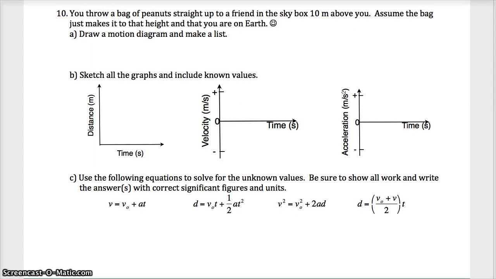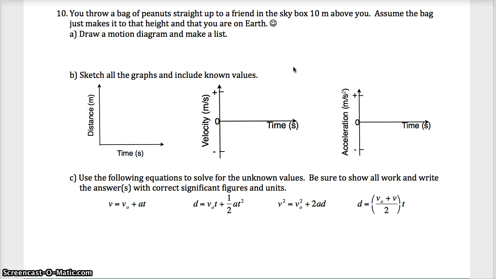Okay, I'd like to go over one last problem with you. This one, you're throwing a bag of peanuts. This is number 10, so make sure you change to number 10. You're throwing a bag of peanuts straight up to a friend in a skybox 10 meters above you. Assume that the bag just makes it to the height and that you're on Earth, so good thing to assume.